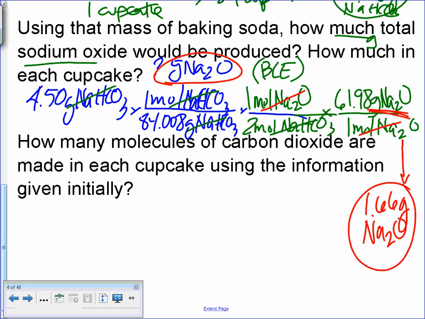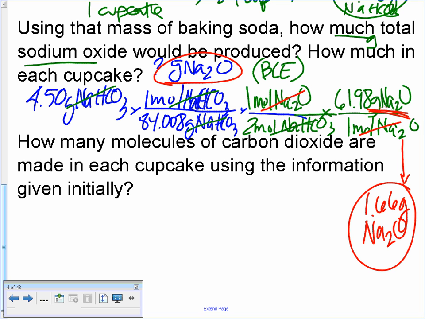Okay, last question, or no, how much is in each cupcake? If that's how many grams are in all 24 cupcakes, what would you do to figure out how much is in each cupcake? Divide by 24. Okay, I'm not going to do that. You would divide, if that's total, each cupcake would be divided by 24.